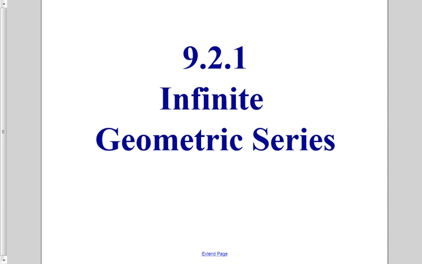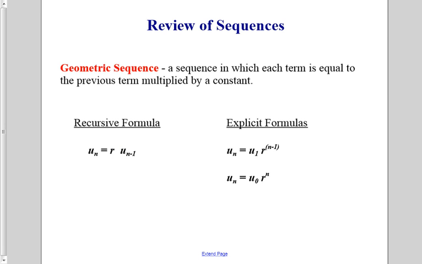9.2.1 Infinite Geometric Series. Review of sequences. A geometric sequence is a sequence in which each term is equal to the previous term multiplied by a constant. So, when we look at the recursive formula of a geometric sequence, we have that the value of our term un is equal to the constant ratio multiplied by the value of the term un minus 1.